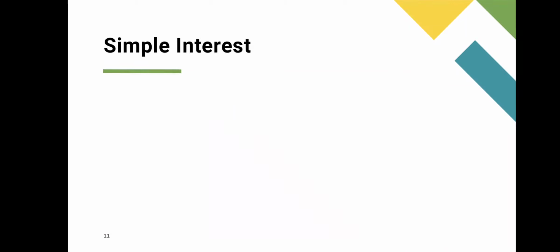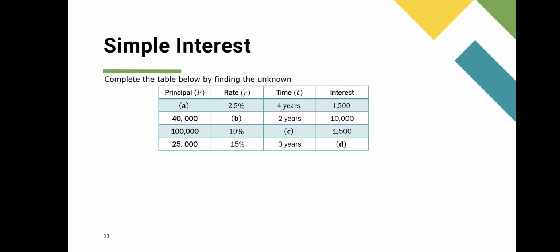Okay, now for more examples, let us complete the table by finding the unknown, whether that's principal, interest, rate, or time. So we have here the table. For letter A, we're looking for the principal amount. Letter B, we're looking for the rate. Letter C, we're looking for the time. And letter D, we're looking for the interest.